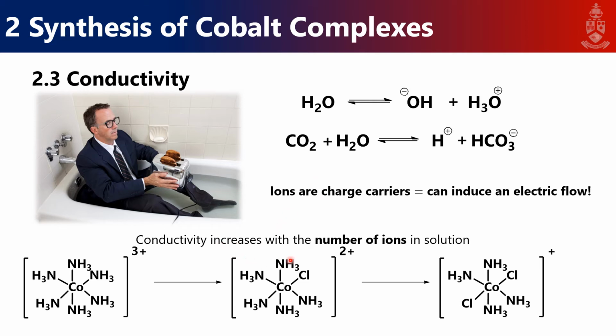Like I said, conductivity increases with the number of ions in solution. So that's what we want to test. So count the number of counter ions, and then you'll be able to see which one is which, because we expect this one to have 4 ions in total, 3 counter ions plus this is an ion, 2 counter ions plus this one, 1 counter ion plus this one. And if the ions are charge carriers, the more there are, the better the electric flow will be. So that's how the conductivity part fits into this experiment.